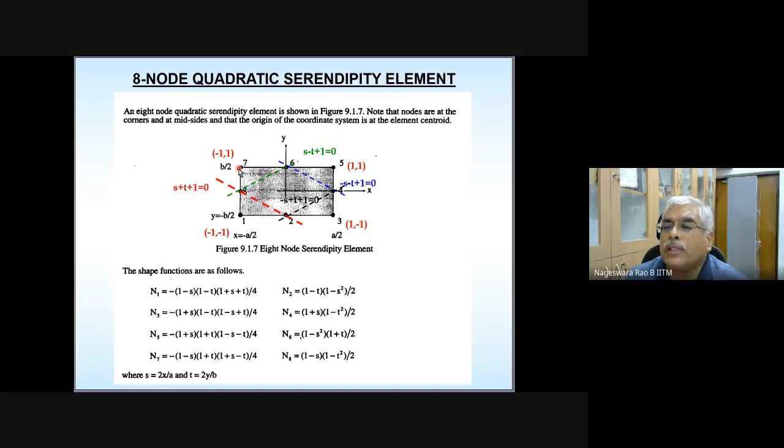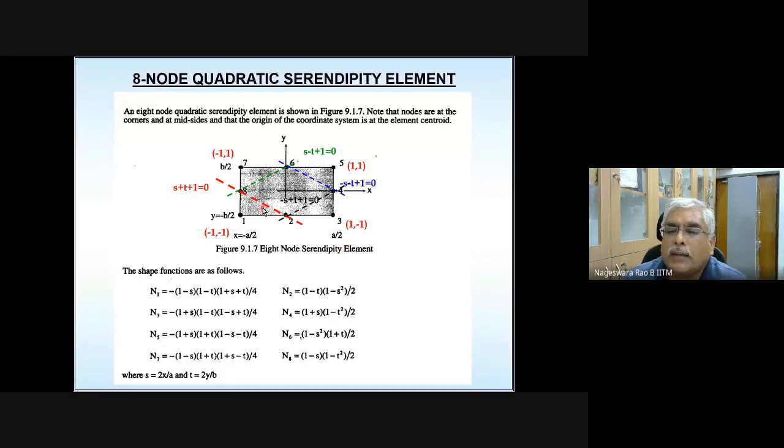And what are the other two nodes that are left out? 2 and 8 are left out. So I want to include the line connecting nodes 2 and 8. What is the equation of the line connecting 2 and 8? You need to go back to your high school mathematics: if you are given 2 points in two-dimensional space, how do you come up with the equation of the straight line joining those 2 points?